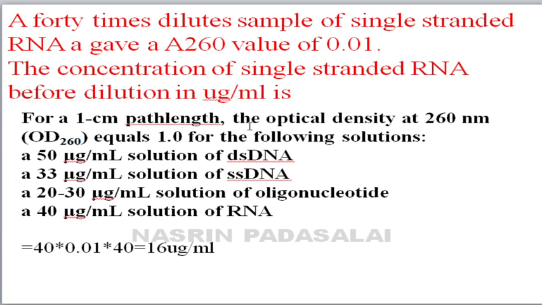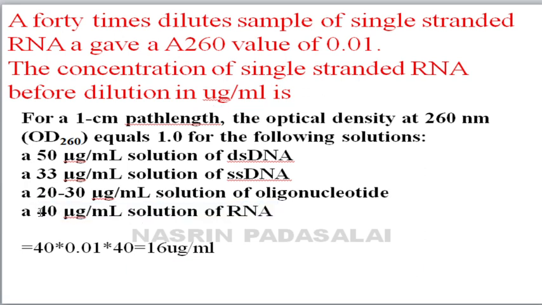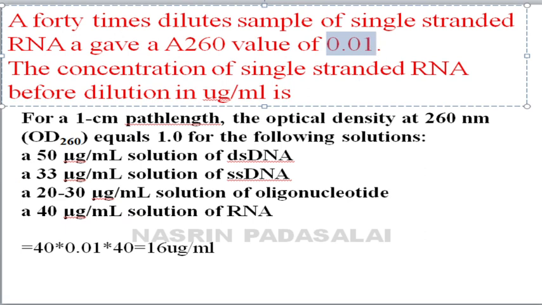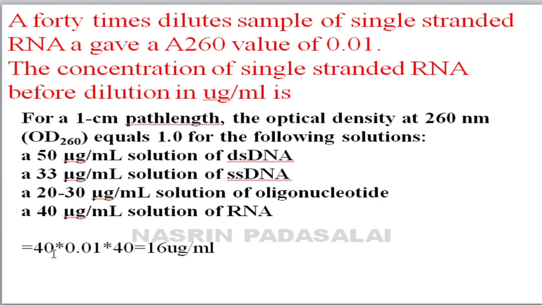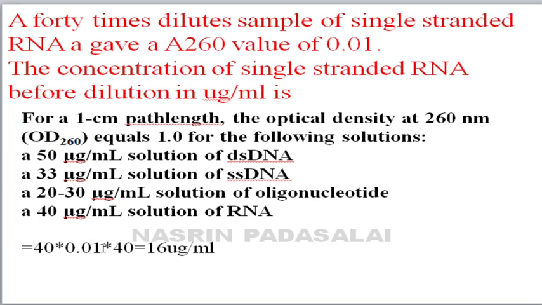For 1 centimeter path length, the optical density at 260 nanometer equals the following solutions. Here they are speaking about single stranded RNA, so only RNA is there. For single stranded RNA, it is 40 microgram per ml. So you simply multiply 40 into the value 0.01. Again, since they are diluting the sample 40 times, you need to multiply by 40 once more. The first 40 is 40 microgram per ml of RNA, 0.01 is the value given, and the second 40 signifies the 40-times dilution. The answer is 16 microgram per ml. In the next video I will be discussing the answers for zoology.